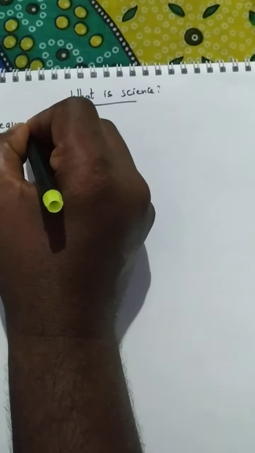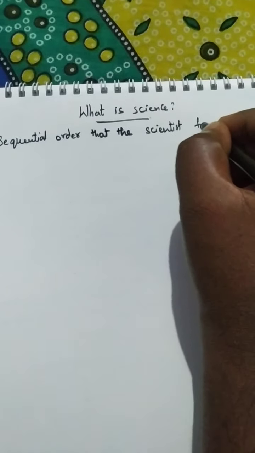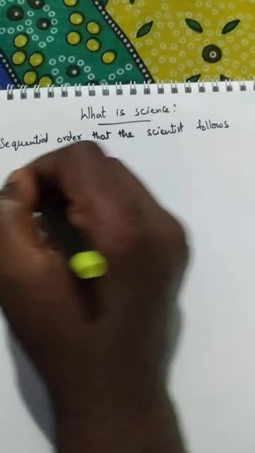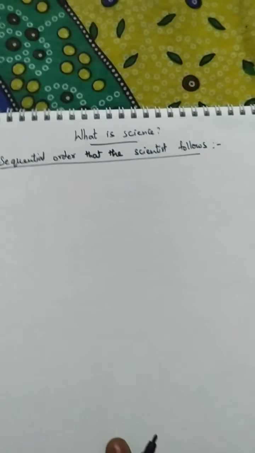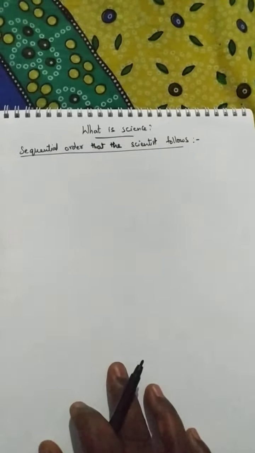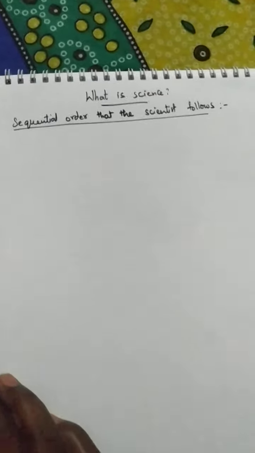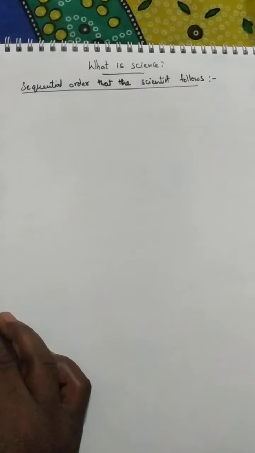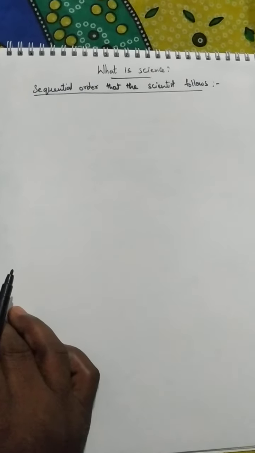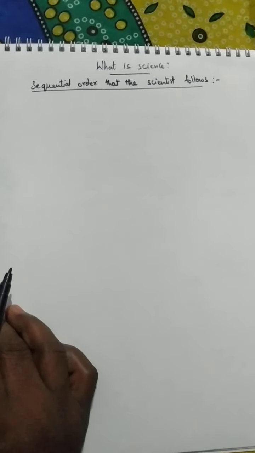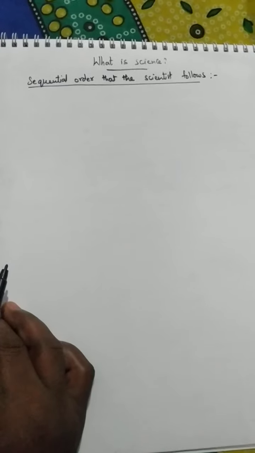What is the sequential order that the scientists follow? That we are going to learn. Here there are a certain number of steps. There are 7 important steps to be followed in the sequential order to get an answer for a question.